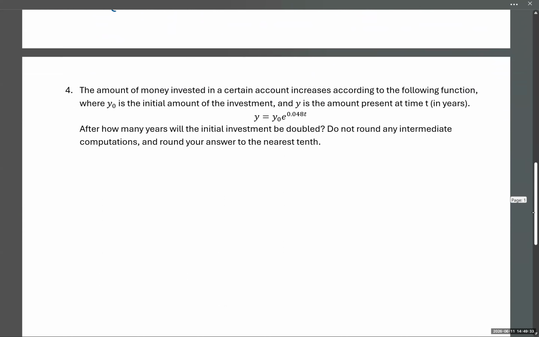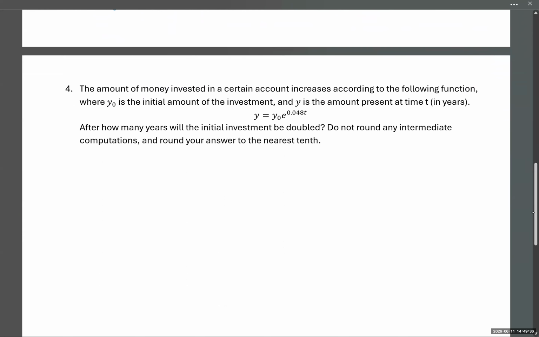And number 4, this time, instead of half-life, we have doubling time. The amount of money invested in a certain account increases according to the following function, where y naught is the initial amount of the investment and y is the amount currently present in the account after t years. So after how many years will the initial investment be doubled? So this time, doubling time means that the current amount that you have is twice the original amount.